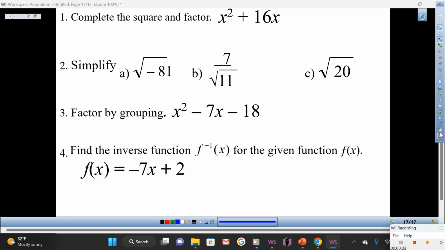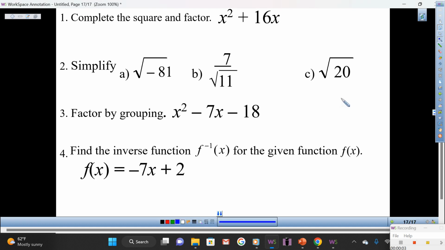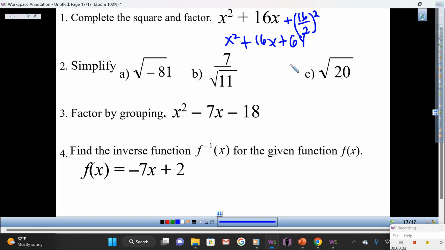All right, so once again, warm-up number 60. Let's get us started, please. How do we complete that square? Frida, go. Add 16 over 2 squared. So that gives us x squared plus 16x plus 64. Hands, have you got that? All right. What are your factors, Frida? X plus 8 squared. That is correct.